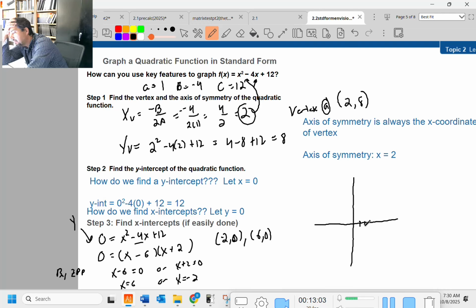I have an x-intercept at 6. I have an x-intercept at negative 2. I have a vertex at 2, 8, which is kind of high. Well, that doesn't make much sense. Well, that doesn't make a lick of sense there, does it? Oh, have I made a mistake somewhere? If I plug in a 2, 4 minus 8. I have made a mistake. Oh, Lord.